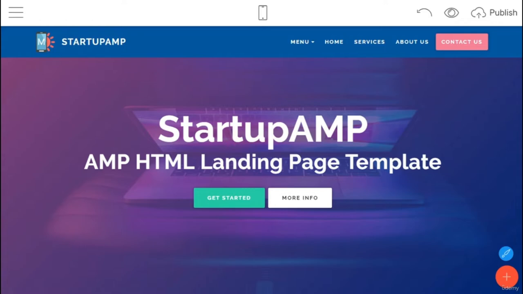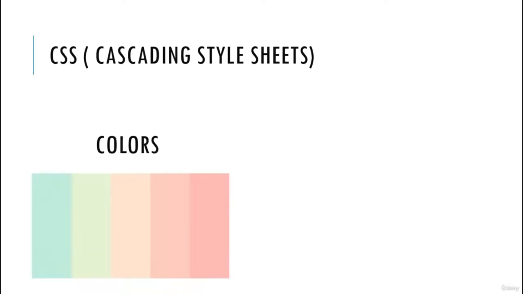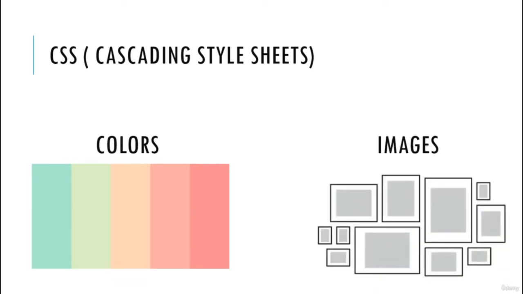Okay, so you can see that this is how HTML actually looks. It's an example. If you're working with HTML, this is a basic example of how your web page might look. Be aware that a website is basically made up of three components: HTML, CSS, and JavaScript. CSS stands for cascading style sheets. CSS is in charge of making your web page look beautiful. For example, the colors you're using as the background, or the way your images are arranged. This is all managed and done by CSS.